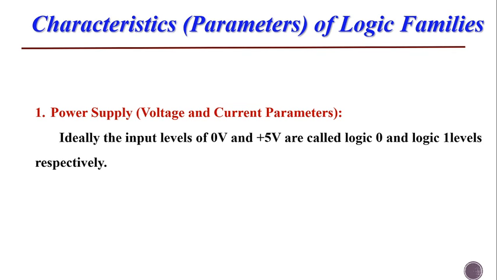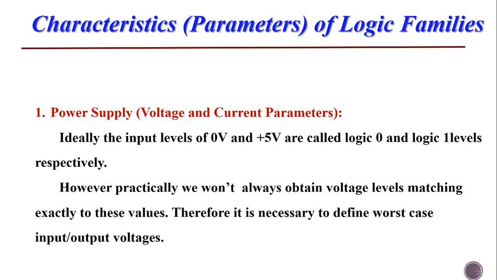Ideally the input voltage levels of 0 volt and plus 5 volt are called logic 0 and logic 1 levels respectively. However, practically we won't always obtain the voltage levels matching exactly to these values. That means 0 volt is not exactly the logic 0 level. It may be 0.1 volt or 0.2 volt that will be treated as logic 0, and plus 5 volt need not be exactly plus 5 volt to be treated as logic 1. So 4.9, 4.8 may be treated as logic 1.